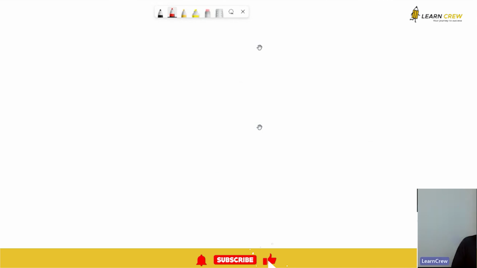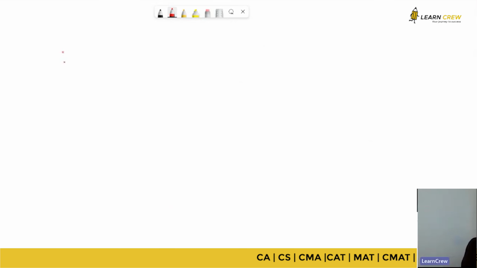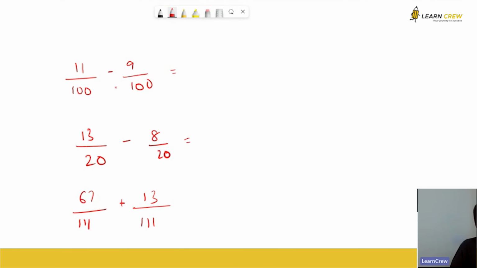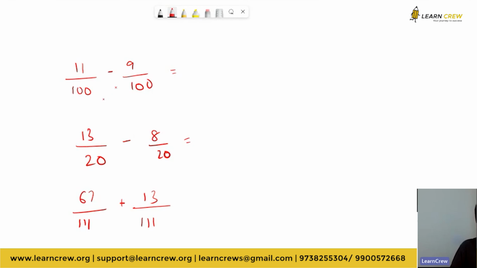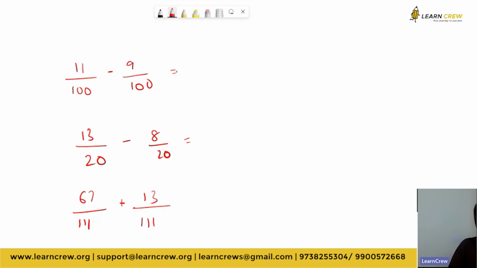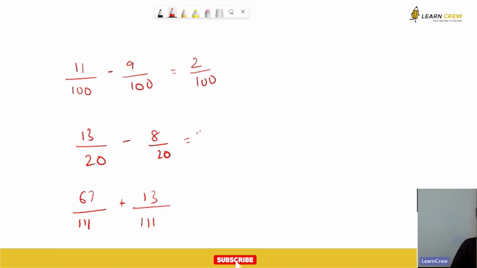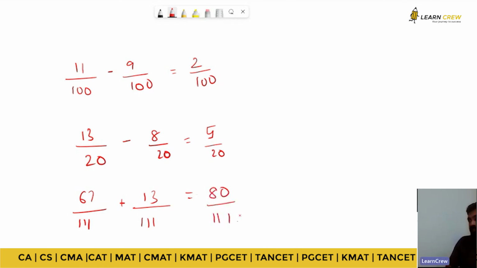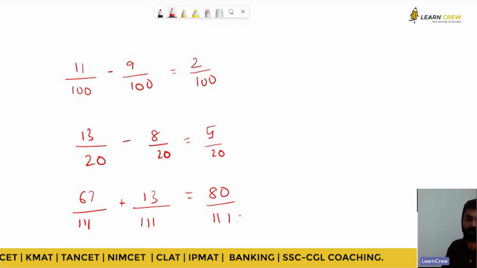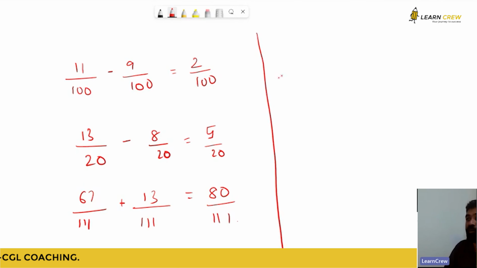Okay, now I'll write certain things. You just tell me the answer in the end. Don't tell it initially itself. Okay. See, in these cases, you have a common base, or the common denominator. So you can just subtract the numerators. So 11 minus 9 becomes 2 divided by 100. This becomes 5 divided by 20. This becomes 80 by 111, right? Okay. These are for common bases.